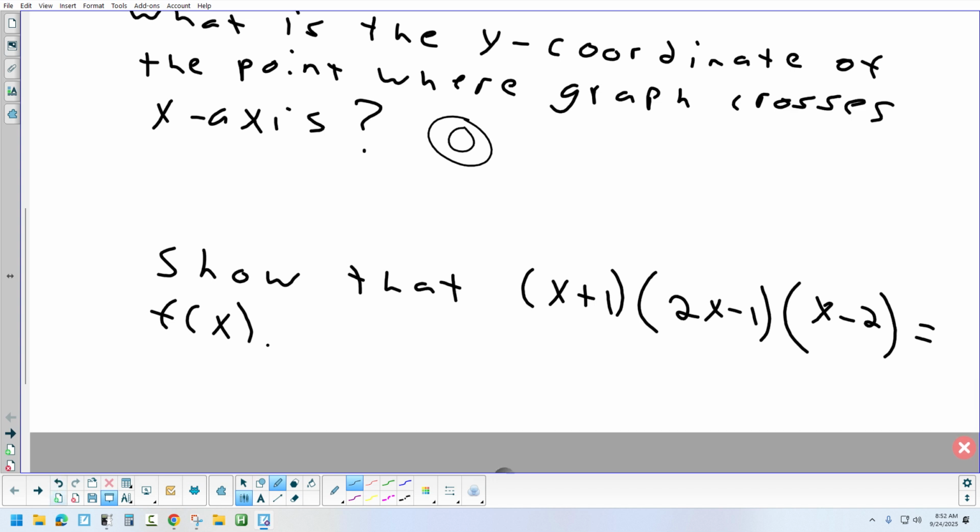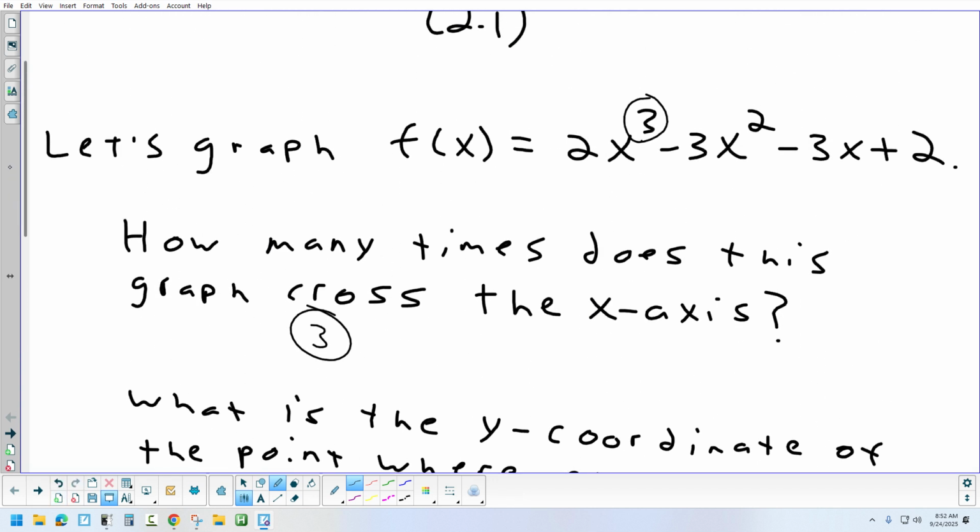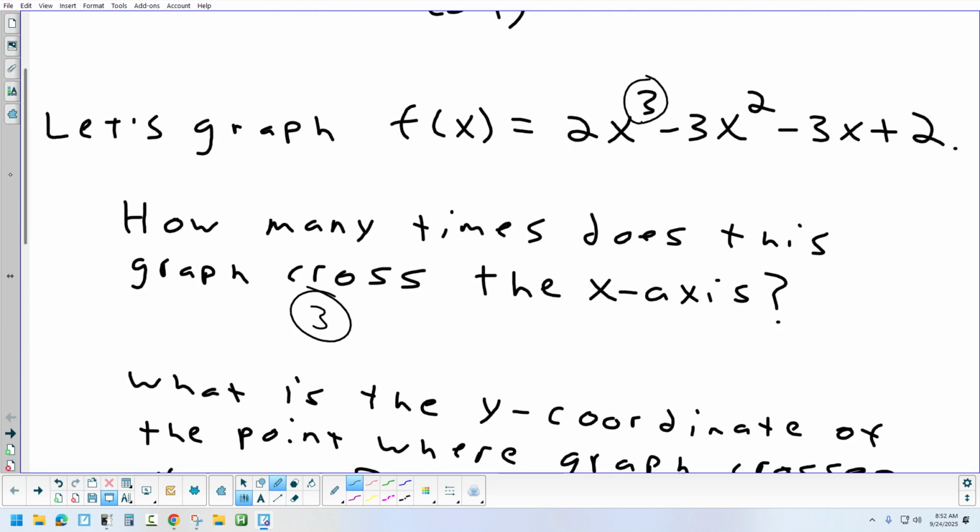All right. I want to show that what I have written right there with 3 sets of parentheses is exactly the same as what's up above.